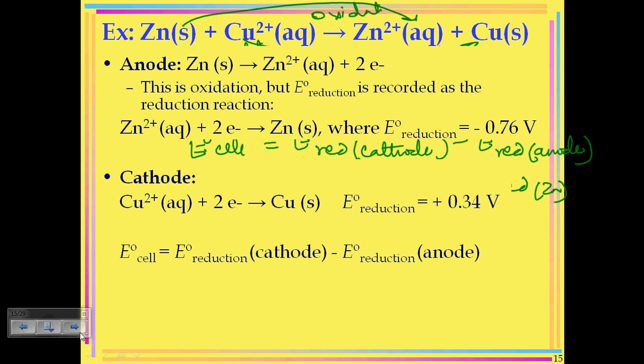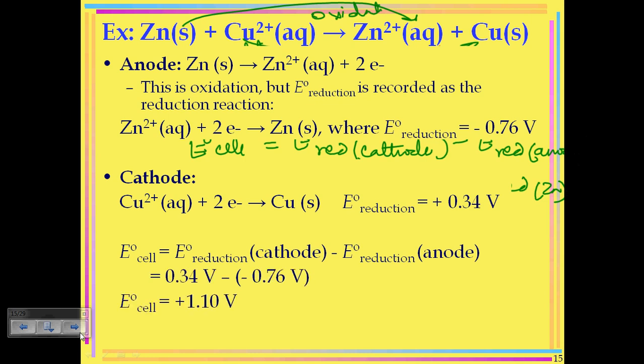So something with higher reduction potential, will it be a good oxidizing agent or a good reducing agent? You are right. Something with higher reduction potential will have a tendency to get reduced itself, so it will oxidize something else. So it will be a good oxidizing agent.